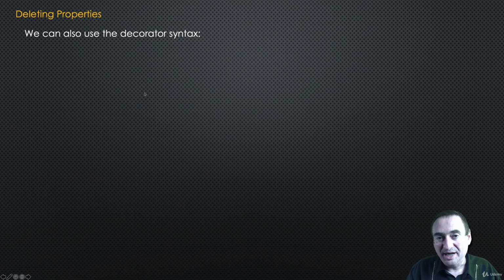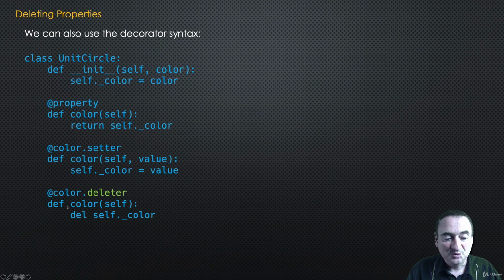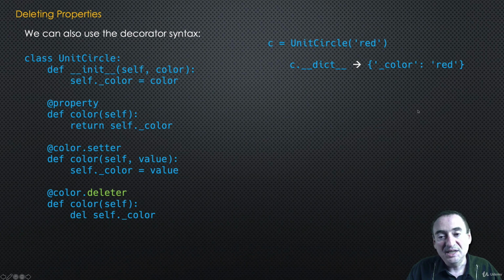So we can also use the decorator syntax. Instead of doing it that way, we can say @property, @color.setter, and then @color.deleter. And again, we have to make sure we use the same name for the functions here to make sure that our attribute at the end of the day is called color. And so we're just doing the same work. We're just using the decorator syntax to do it. So now we can say c equals Circle red. And then our dictionary for c basically has this underscore color in it, right?